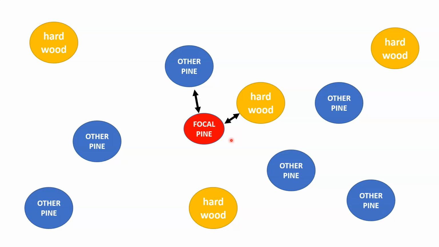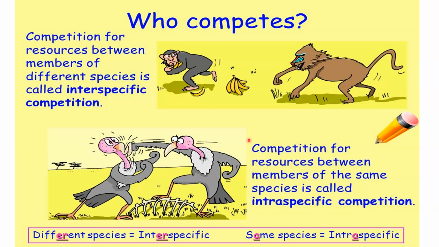So there are actually five measurements you make, right? The circumference around the focal tree, circumference around the nearest neighbor pine, circumference of the nearest neighbor hardwood, the distance between the focal pine and another pine, distance between the focal pine and the nearest hardwood. And again, you don't do this, but you need to understand how this was done.